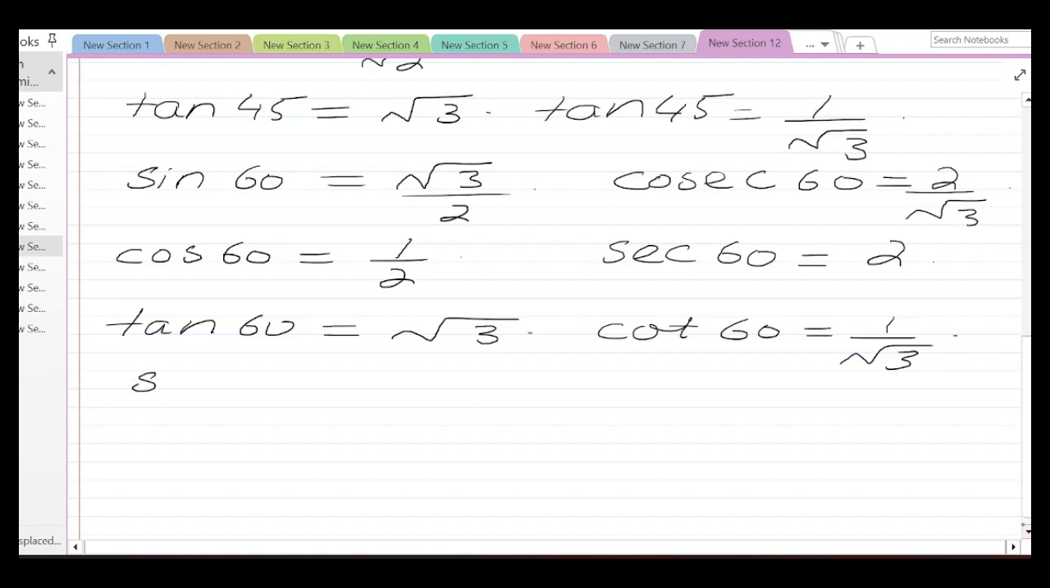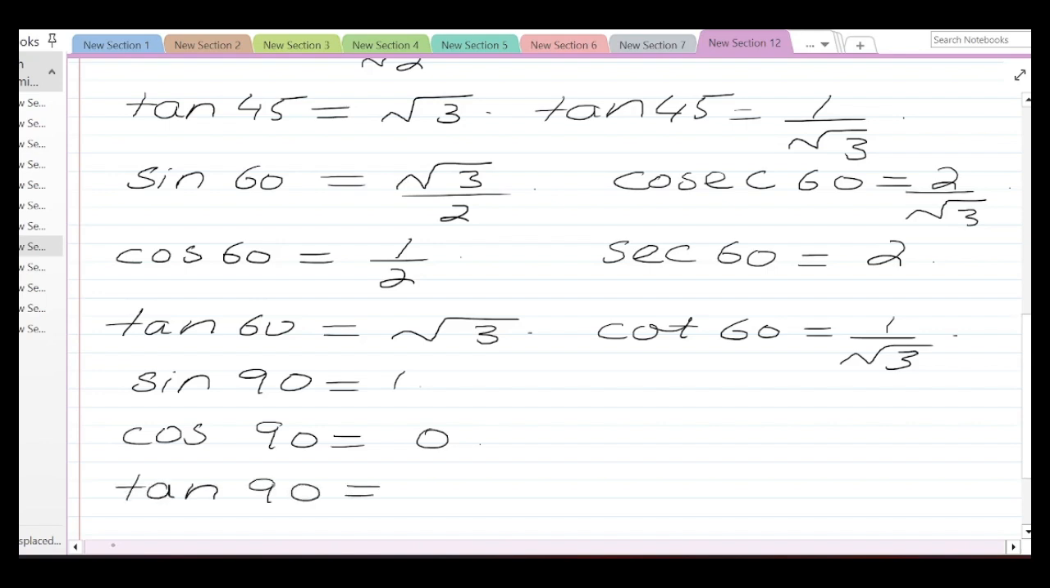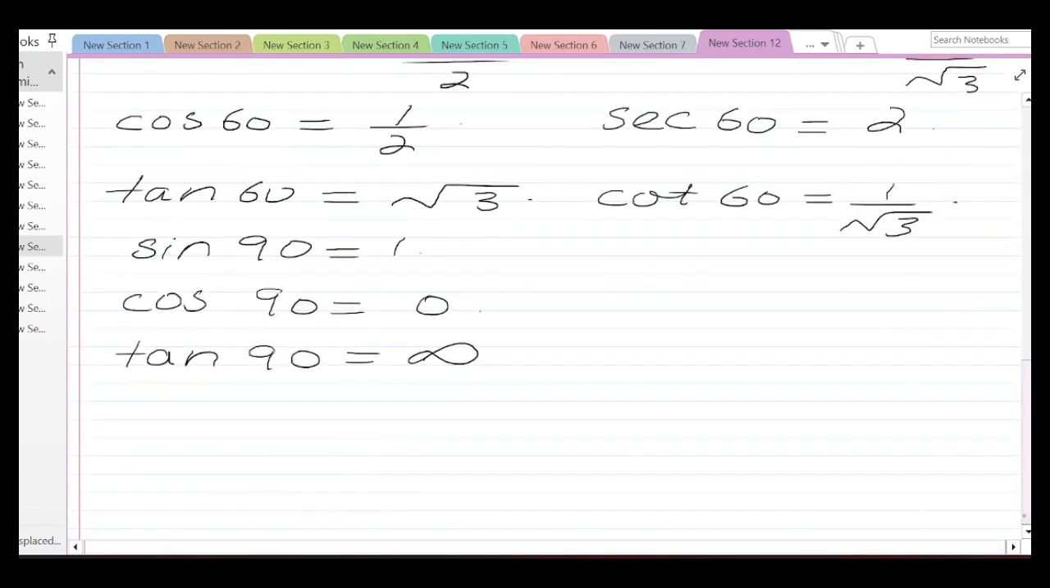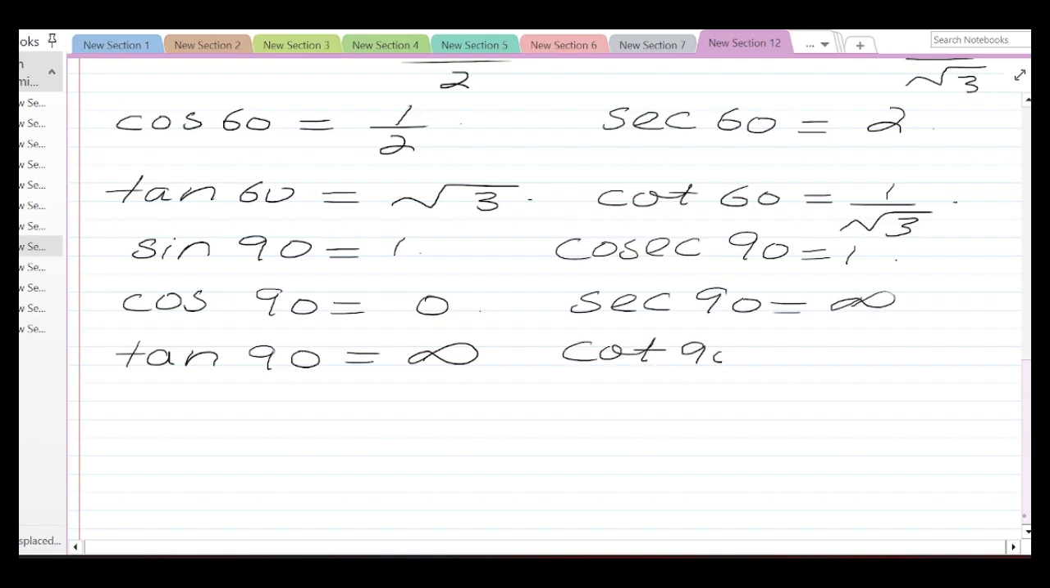So we can write that the sine of 90 degrees is equal to 1. The cos of 90 degrees is equal to 0, and the tan of 90 degrees will be undefined because 0 is at the bottom. And then we need to find their reciprocals. So we will have cosec 90, and cosec 90 is 1, and then we will have sec 90. So sec 90 will be undefined, as well as cot 90, that will also be undefined.